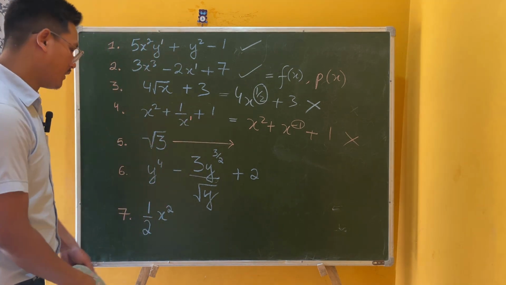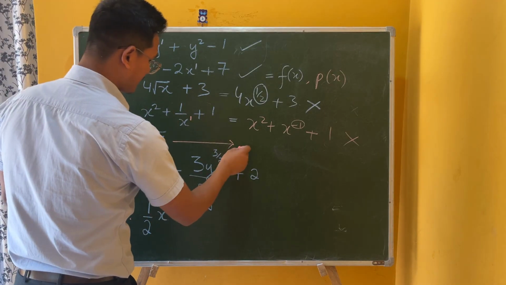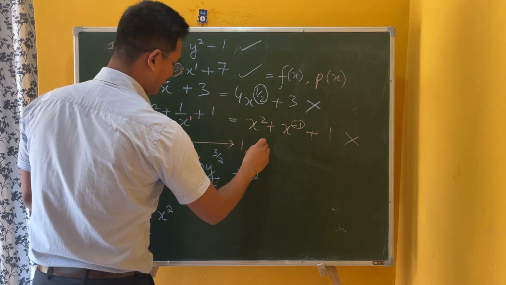What about this? Root 3. Instead of root 3, you can have any other number. You can take, let's say, 1, 2, 3, 0, any other number, let's say 5, 10.